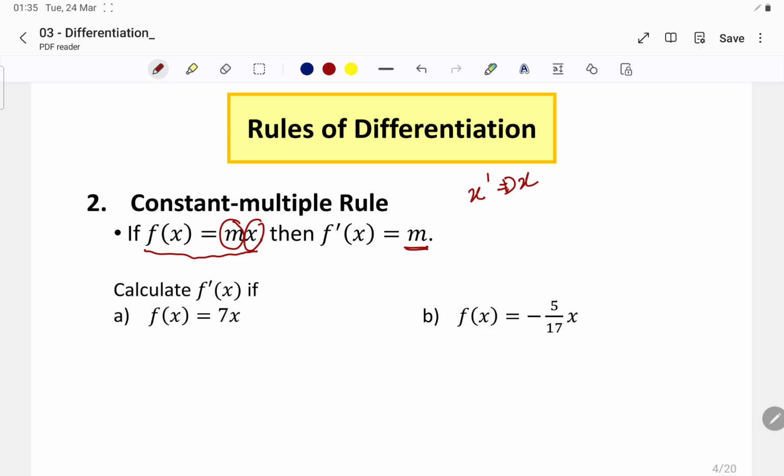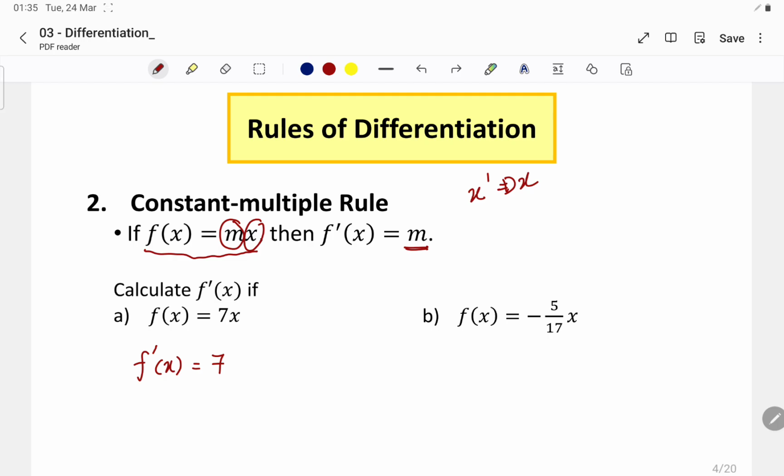We go through the example. We have f(x) equal to 7x. So 7 here is your m. When we differentiate it, f prime x is equal to 7. You remove the x here. It only works when you have x here.